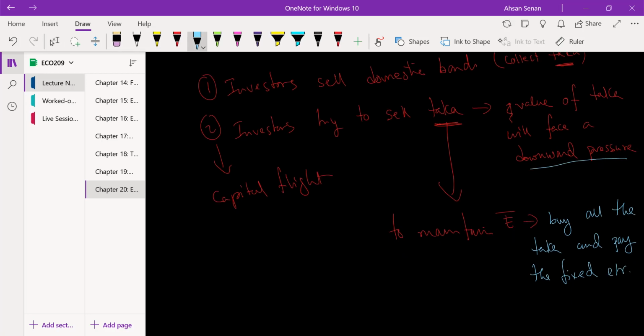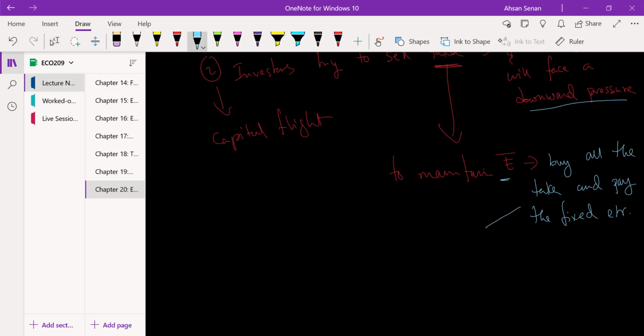Even though there is a downward pressure, the government has to ignore that. And since the government wants to maintain the fixed exchange rate peg, they will have to buy up all the currency, all the taka that the investors are trying to sell at the fixed level. If not, then the fixed exchange rate regime just collapses. So the government has to do this. And as they're doing this, the country's foreign exchange reserve is depleted.